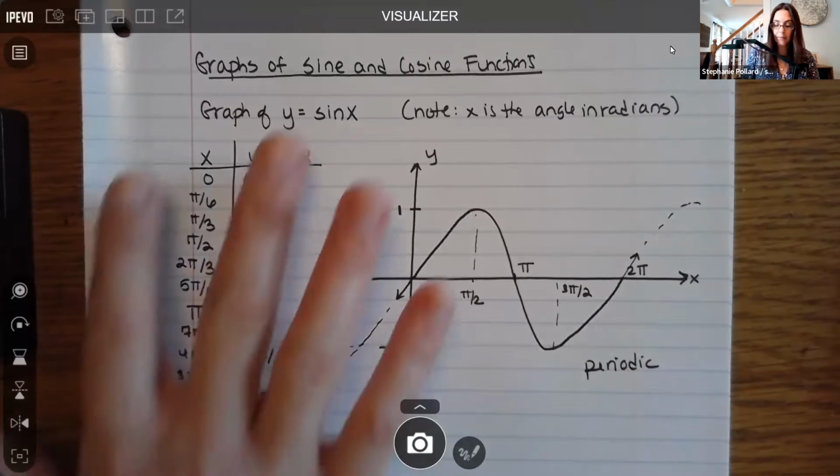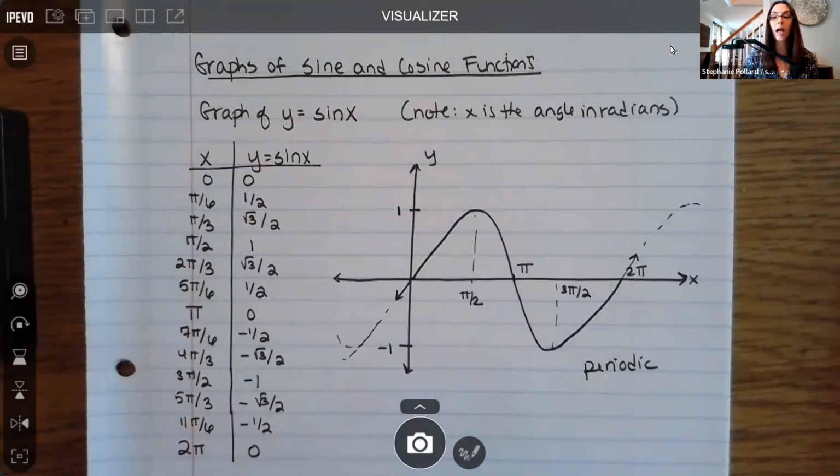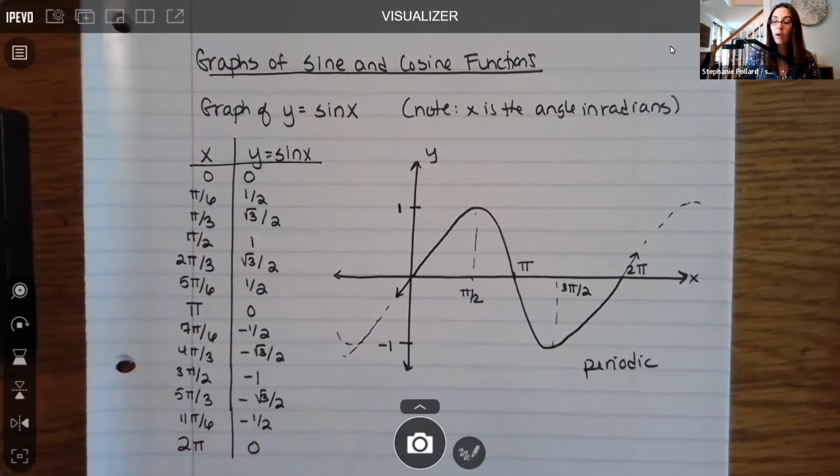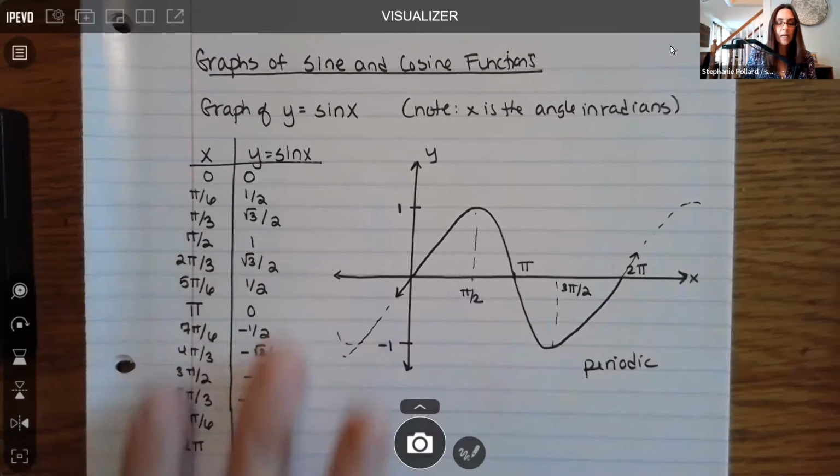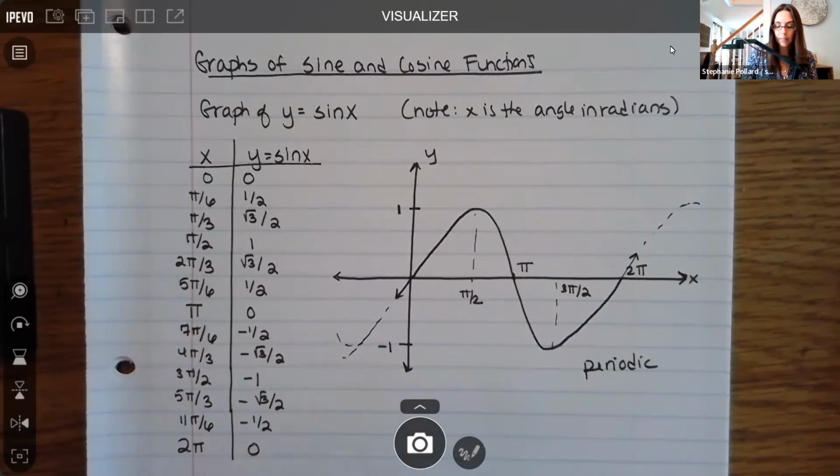This is a good table to keep with you also. If you find it helpful to have those common sine values, you can keep this on a little note card and use that as well. What I have here are some key points, and I've gone from 0 to 2 pi for my x's.